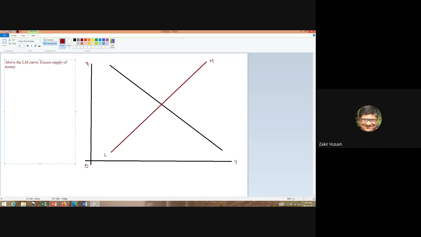Why? Why do you know that it's excess supply of money? Why not excess demand for money? Sir, for the same Y, we will compare the R. As the rate of interest is higher, it means the demand for money is low. Okay.